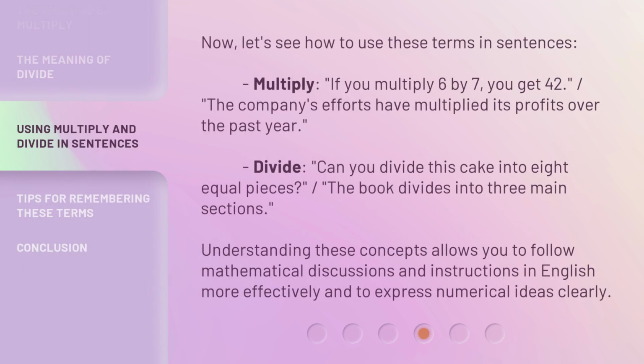Now, let's see how to use these terms in sentences. Multiply. If you multiply 6 by 7, you get 42. The company's efforts have multiplied its profits over the past year. Divide. Can you divide this cake into 8 equal pieces? The book divides into 3 main sections.